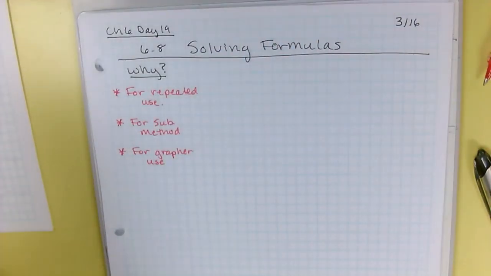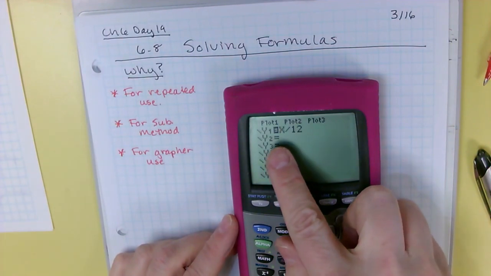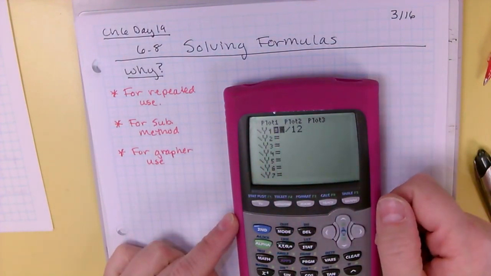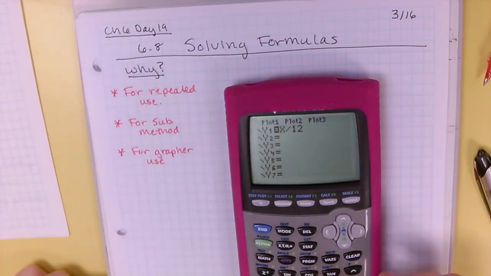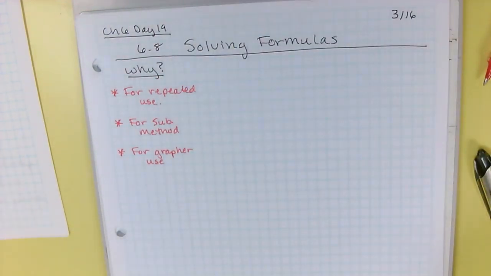Your basic TI grapher, the graphing function is set up where you have to have y solved, or you can't put the equation into the grapher. So in order to use a grapher, you have to be able to solve for y, and then you can put the equation in. So those are the three main uses of them.